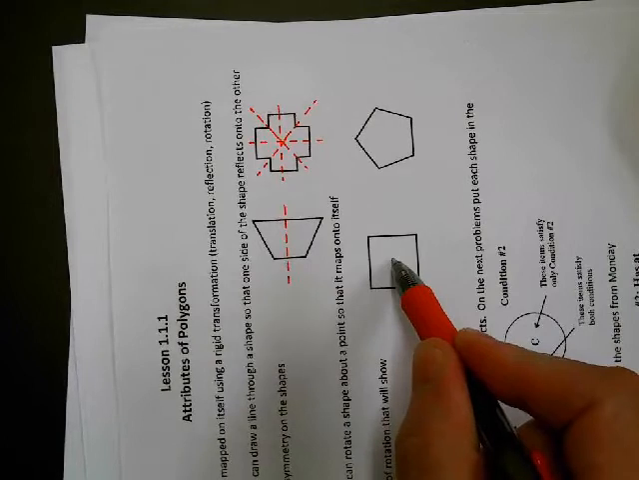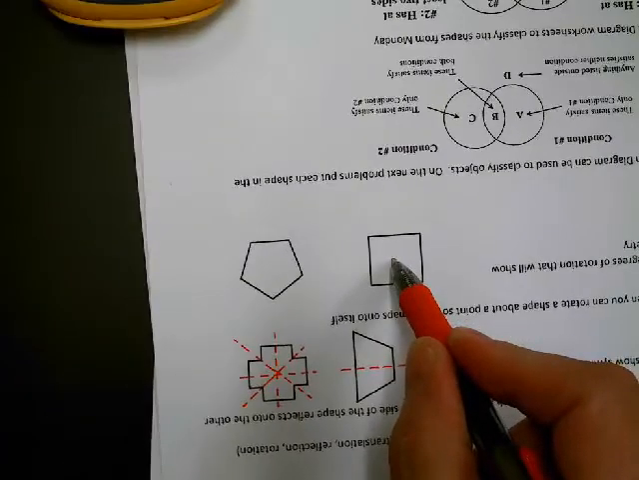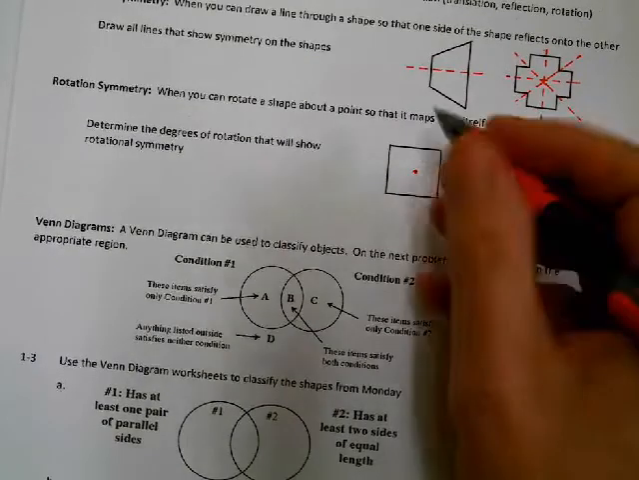Here I've spun my paper 90 degrees and it's the same object. If I go another 90 degrees, same object. Another 90 degrees, same object. And if I go another 90, I'm back to where I started. So this one, we've got some rotation here that we could do.